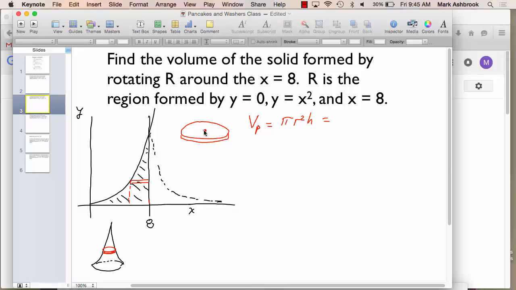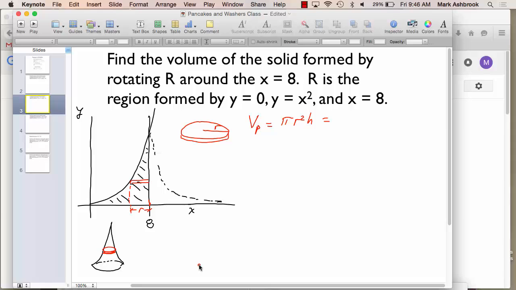So we need the radius of the pancake, which is going to be what? From here to here. It's going to be our radius. So you got practice with this with your rectangle, your typical strips. What is that distance r that I'm showing there, which will be the radius of the typical pancake?